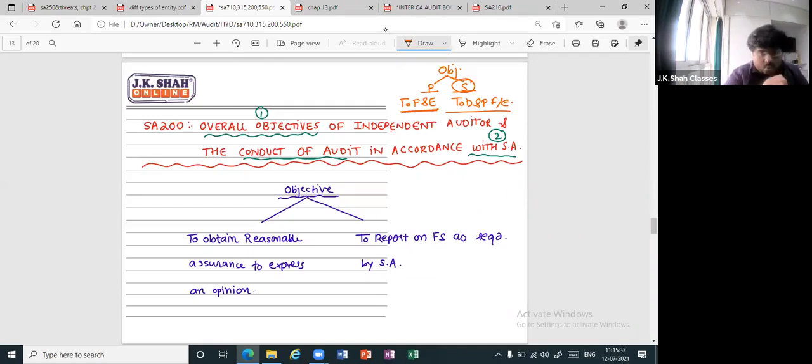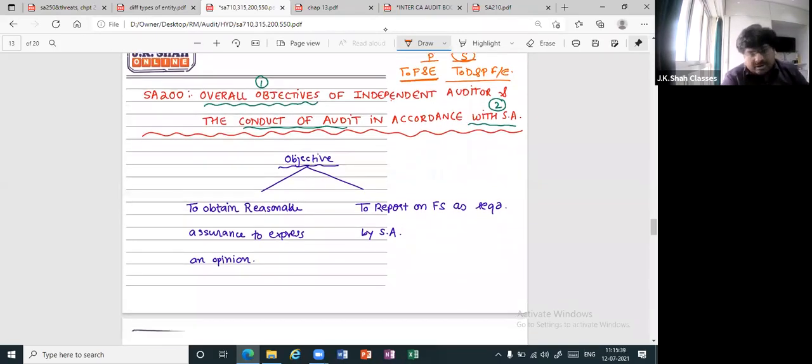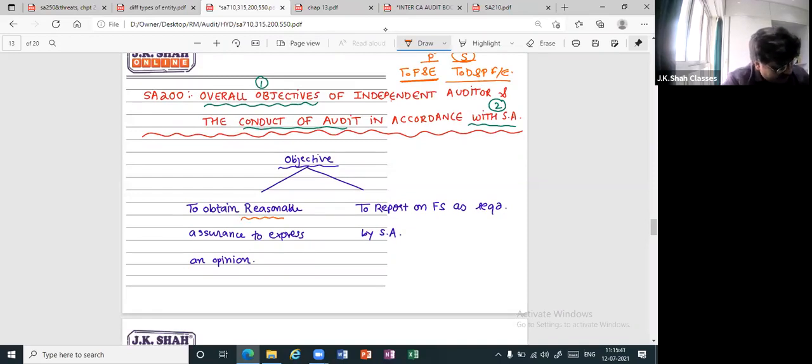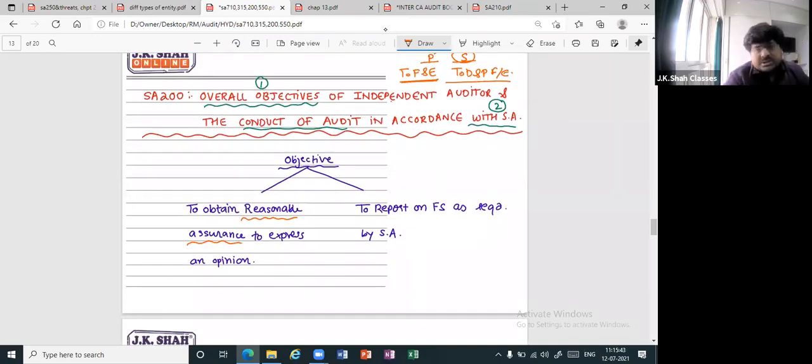Now listen. What is the objective of this standard, which is 200? Very simple. It is to obtain reasonable assurance, so that ultimately I can express an opinion. Now, reasonable and absolute, are both of them same or different? Different. Why not absolute and why only reasonable? Because absolute 100% is anyways not possible. Our auditing suffers from inherent limitations. Not only that, internal control system also suffers from inherent limitations.